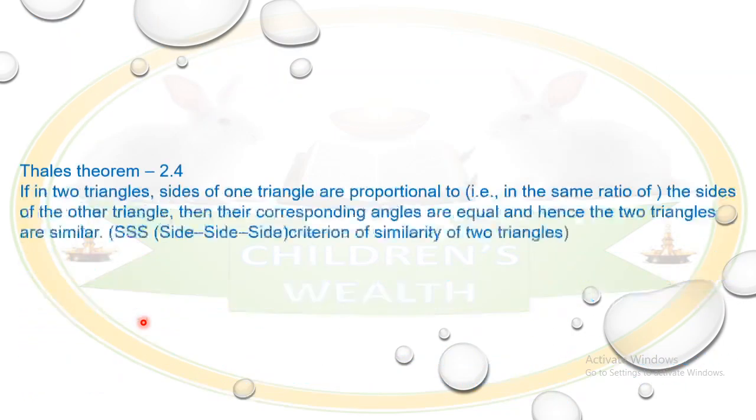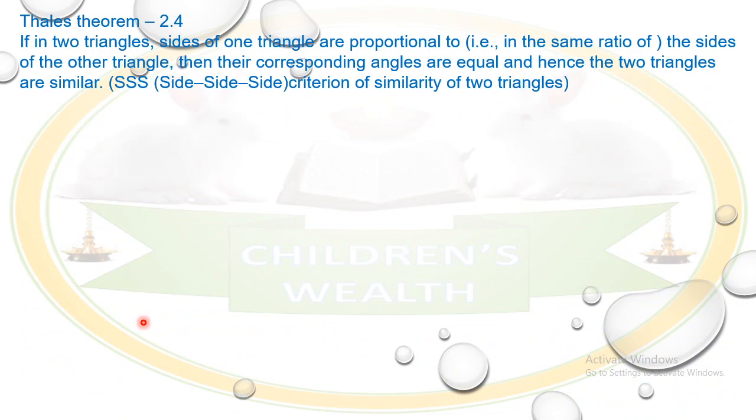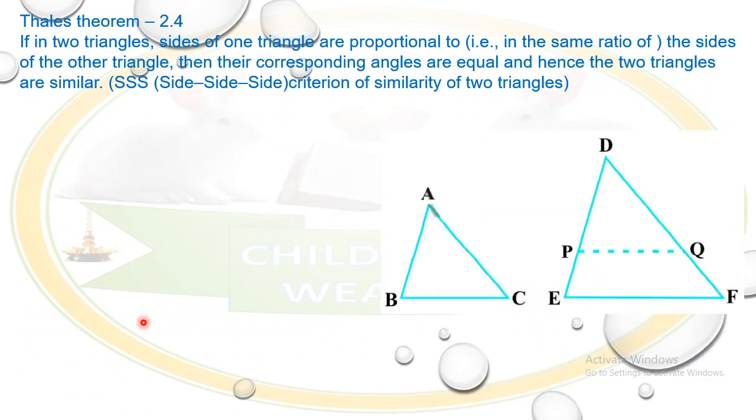We'll just move on to the next theorem, that is Thales theorem 2.4. What does Thales theorem 2.4 say? If in two triangles, sides of one triangle are proportional to the sides of the other triangle, then their corresponding angles are equal, and hence the two triangles are similar.